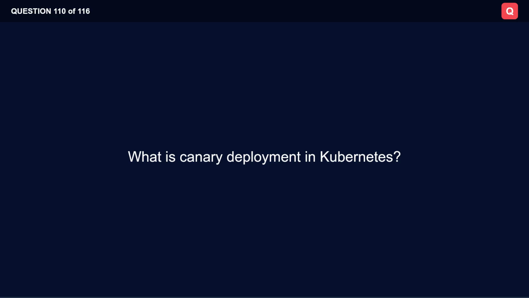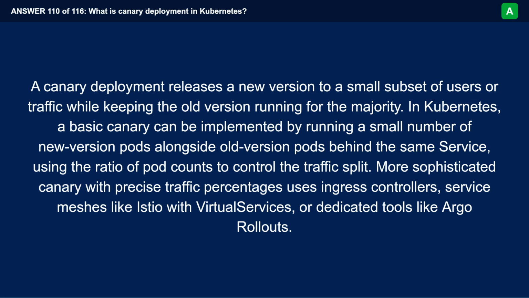What is canary deployment in Kubernetes? A canary deployment releases a new version to a small subset of users or traffic, while keeping the old version running for the majority. In Kubernetes, a basic canary can be implemented by running a small number of new version pods alongside old version pods behind the same service, using the ratio of pod counts to control the traffic split.